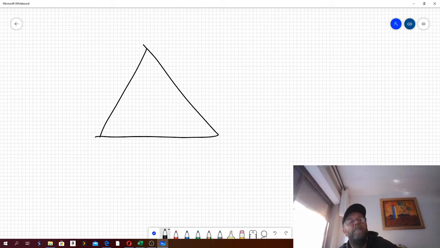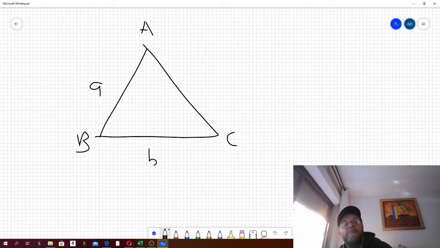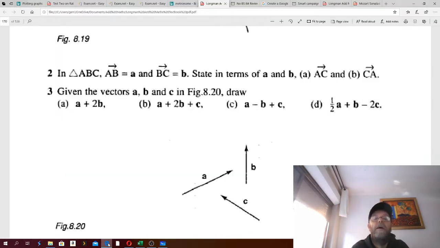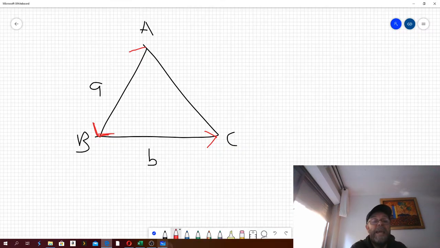So here is triangle A, B, and C, and vector AB is A and vector BC is B. So remember, being vectors, that means that AB must run that direction because it's AB, and BC must run that direction because it's BC. And then they ask us to state, in terms of the vectors A and B, what vector AC is and what vector CA is.